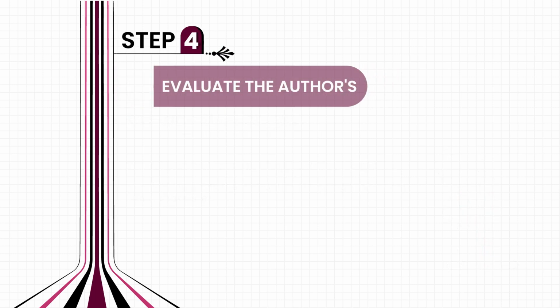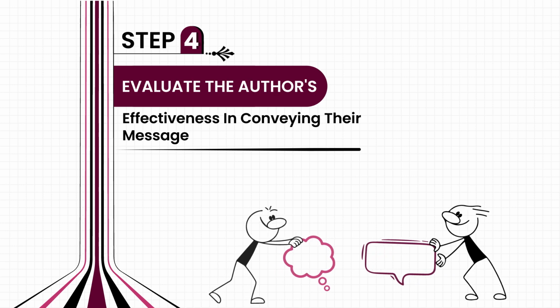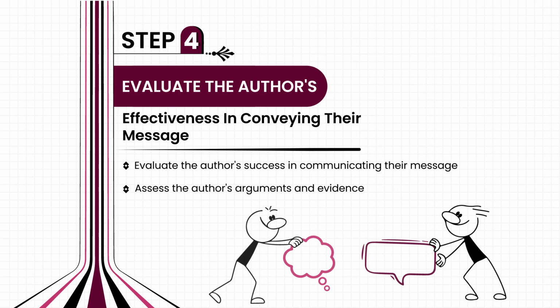Step 4. Evaluate the author's effectiveness in conveying their message. This step requires you to evaluate the author's success in communicating their message to the reader. Ask yourself if the author's arguments are convincing and if their evidence is relevant and reliable.